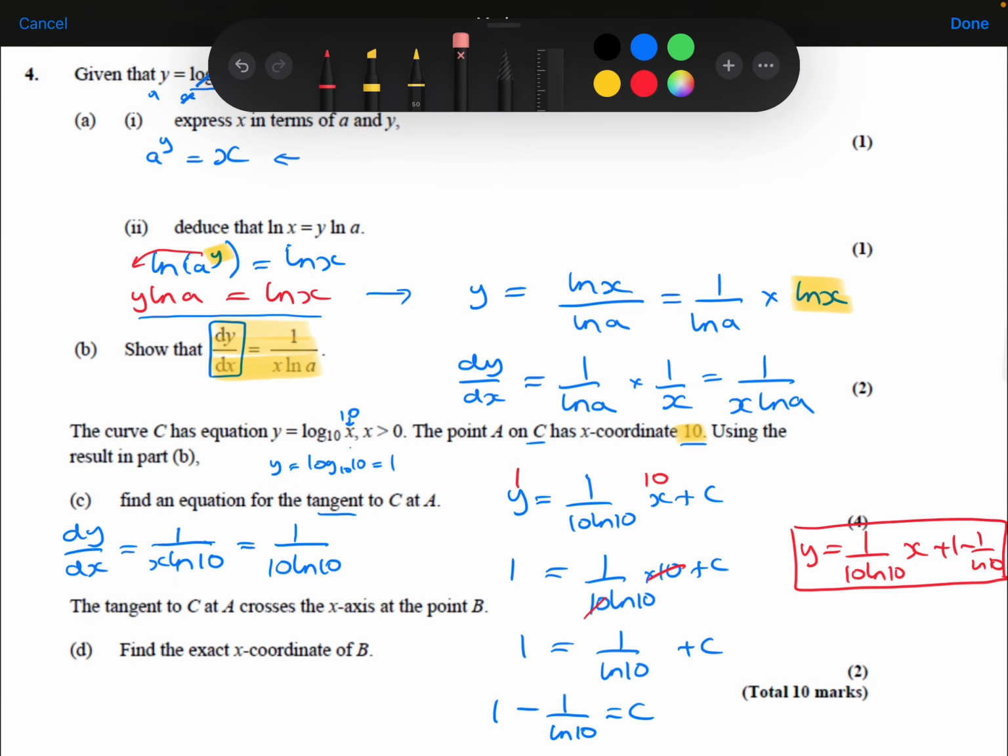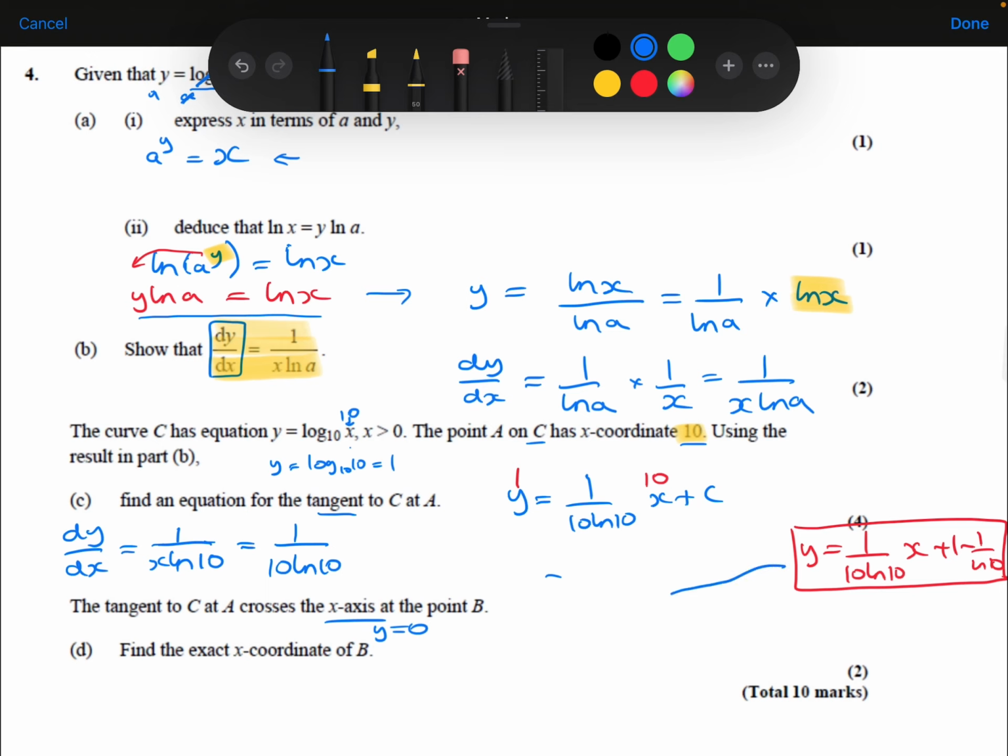We are then told that the tangent to the curve at A crosses the x-axis at point B. So x-axis, that's when y equals 0. So our tangent to the curve at A, let's make y equal to 0 here and solve this.